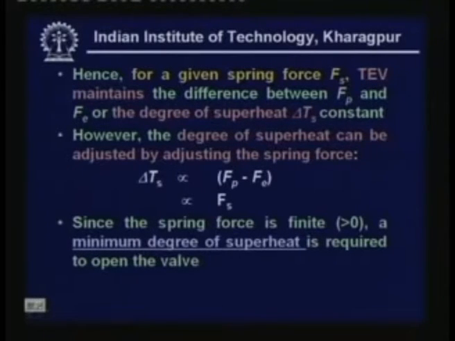Since the spring force is finite, a minimum degree of superheat is required to open the valve. Once you have the spring, it always exerts a finite amount of force. It can never become 0, right? That means Fs is always greater than 0. Fs greater than 0 means Fp minus Fe is always greater than 0. That means Pp minus Pe is always greater than 0, which means the degree of superheat should always be greater than 0. That means you should have a finite amount of superheat, and only then can the valve open. So that is the meaning of this.